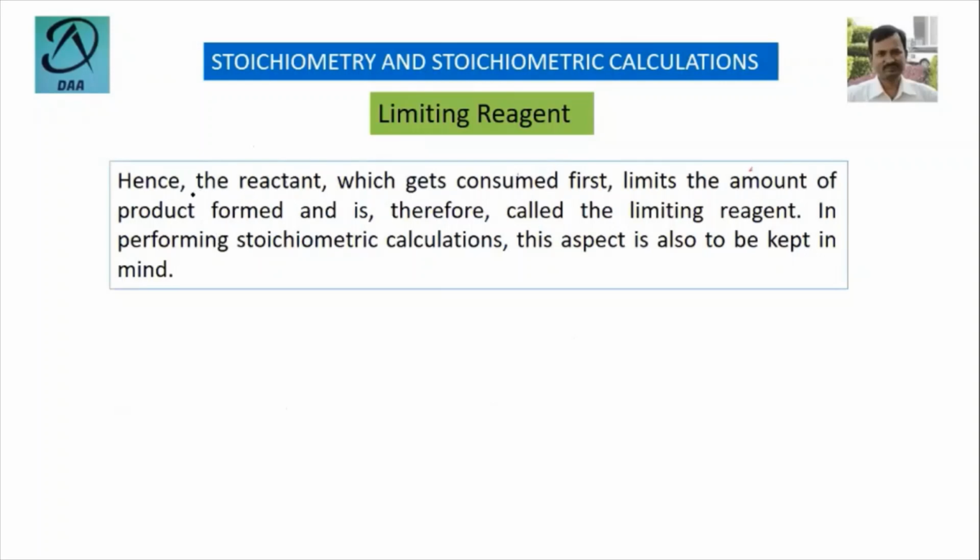Hence the reactant which gets consumed first, in this example the hydrogen gas, limits the amount of product formed, and is therefore called the limiting reagent. So what is the limiting reagent? We have to give one equation, and the condition for that, and what is the excess, and whatever reactant is totally consumed, that reactant is the limiting reagent.